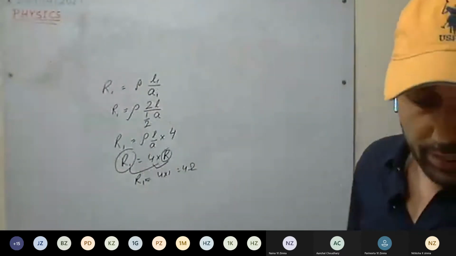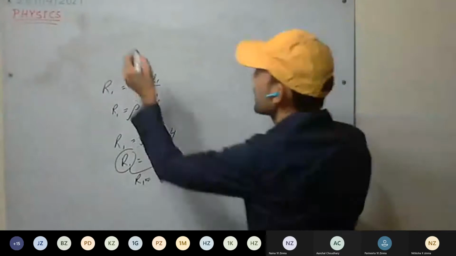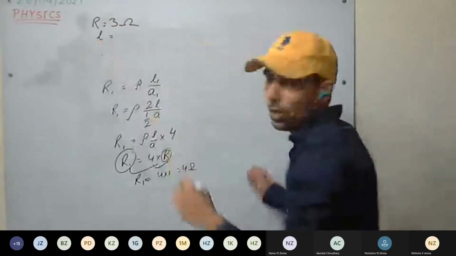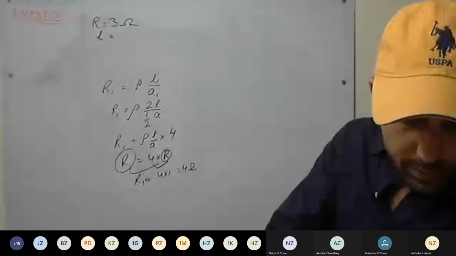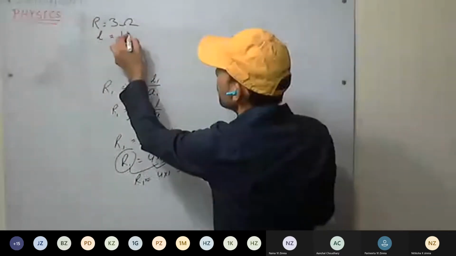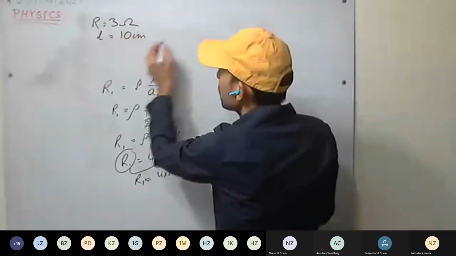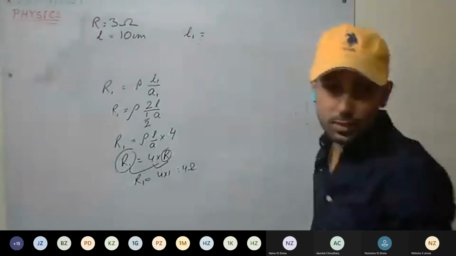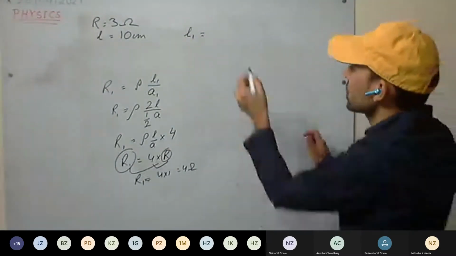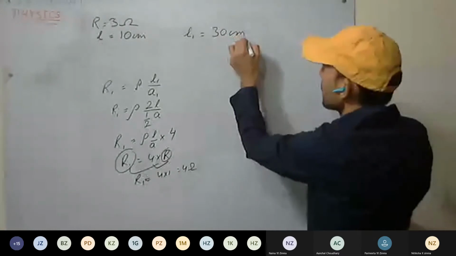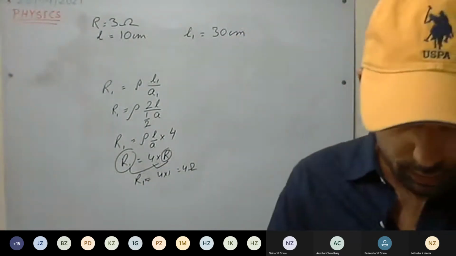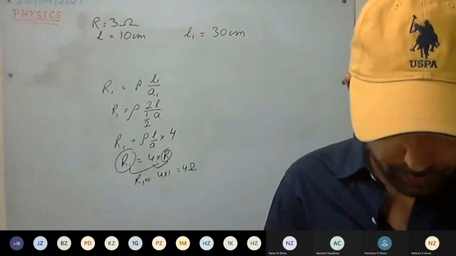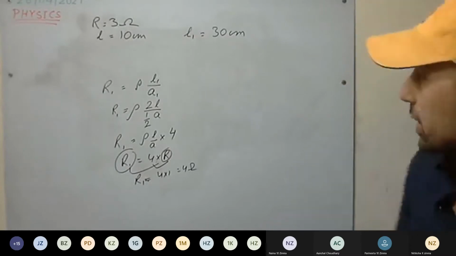In the 10th one, a wire of resistance 3 ohm is given. Length is given as 10 centimeter. This is the new length, L1, which is stretched to 30 centimeter. Assuming it has uniform cross section, what will be the new resistance?